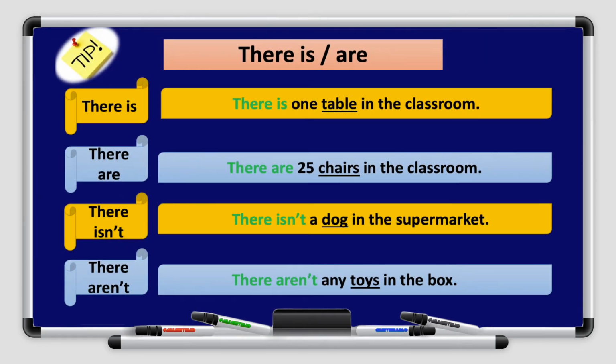Let's read some examples together. There is one table in the classroom. There are 25 chairs in the classroom. There isn't a dog in the supermarket. There aren't any toys in the books. In the first one, we use is because it is a singular noun, table. In the second one, we use are because it is a plural noun, chairs. In the third one, we use isn't because it is a negative sentence. And in the last one, we use aren't because it is a plural negative noun.